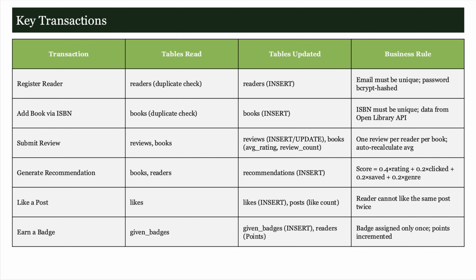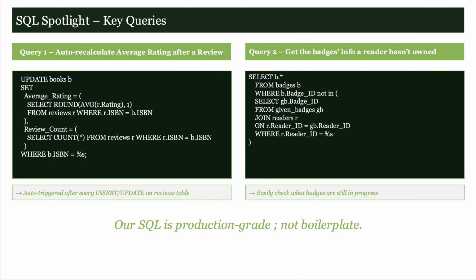And then let me now show you the actual SQL queries that power these transactions. On this slide, we highlight two important SQL operations in LibTrack. The first one automatically recalculates a book's average rating and review count whenever a reader creates or updates a review.